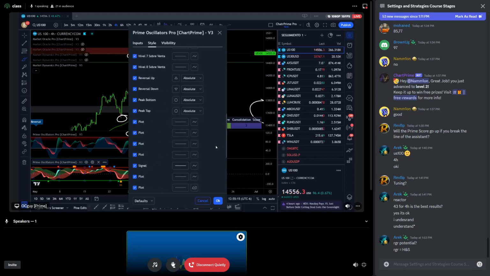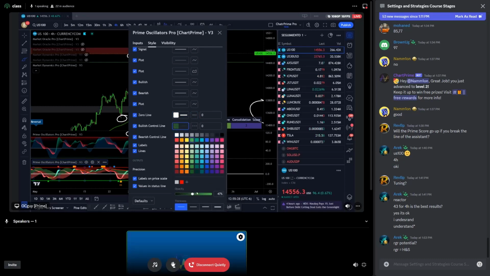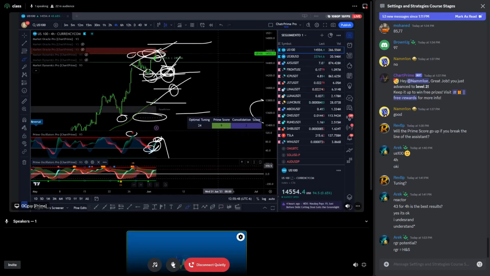Under style, scroll down until you see these three white things. The zero line will be all the way up on visibility, and then make it a little bit thicker, and then make it a straight line. The bullish control line will be green and all the opacity, and that will be it on that side. And the bearish one will be red, and again all the opacity. And green will be negative 95, which was the previous configuration, and positive 95 for the bearish. Click OK.